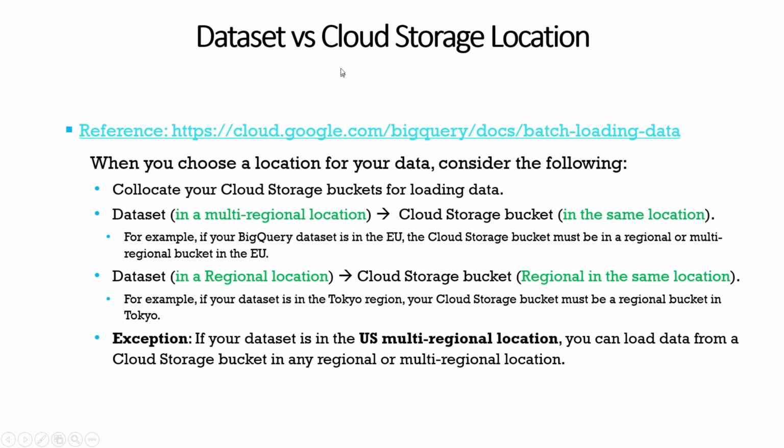When we start loading the data from a cloud storage bucket, we have to consider a couple of location constraints, where your dataset location and the cloud storage bucket location have to be the same, even though it is a regional or multi-regional configuration. The only exception is if your dataset is in the US multi-regional location, then it can accept the data by loading the CSV file from any cloud storage bucket in any regional or multi-regional location.